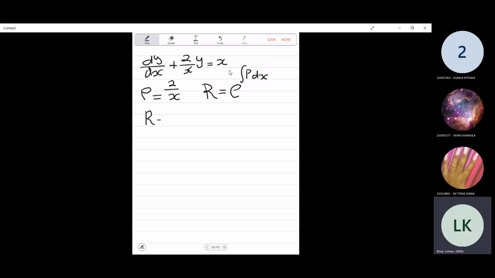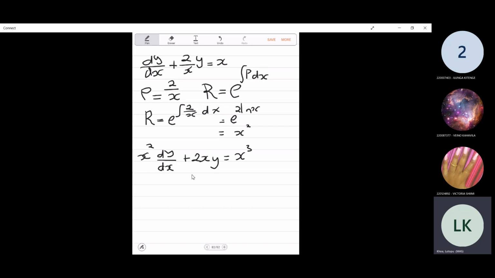So we have r is equal to e to the power of the integral of p, which is 2 over x, dx. This is e to the power of 2 ln of x, which is x squared. So now that I have an integration factor, I'll multiply the entire differential equation by that factor. And then I have x squared dy/dx plus 2x times y is equal to x to the power of 3.